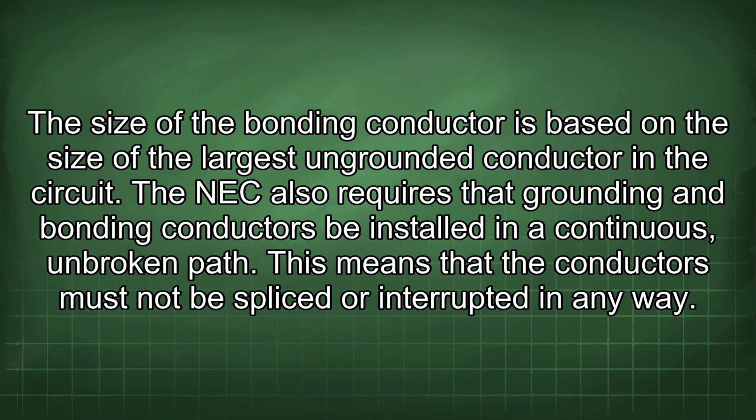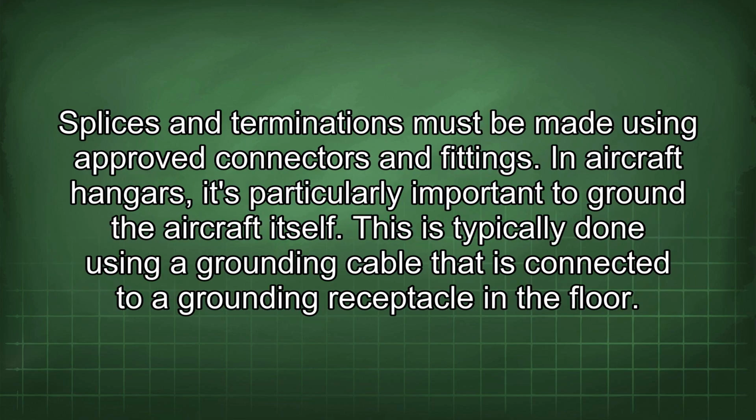The NEC also requires that grounding and bonding conductors be installed in a continuous, unbroken path. This means that the conductors must not be spliced or interrupted in any way. Splices and terminations must be made using approved connectors and fittings.